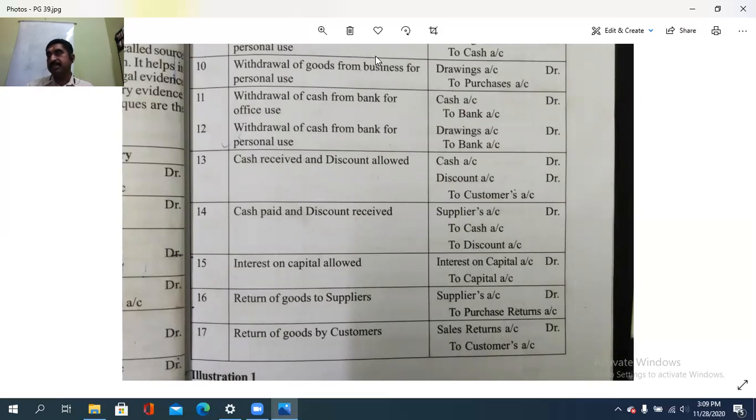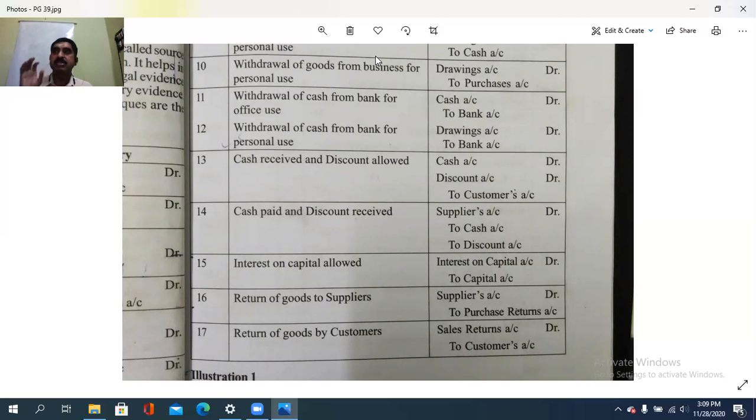Whatever comes into the business, whatever assets, that is a real account. So whatever assets are coming into the business, that is to be debited, and whatever assets are going out of the business, that is to be credited. And the third one is what? The third one is the nominal account. That means other than real and personal, it relates to the expenses and losses and the incomes and gains in a business.